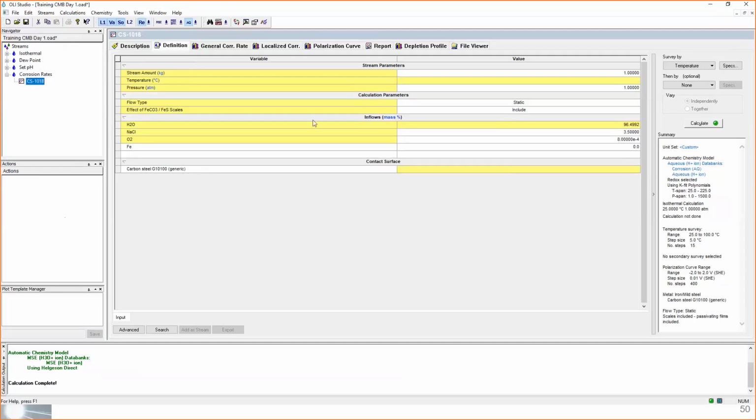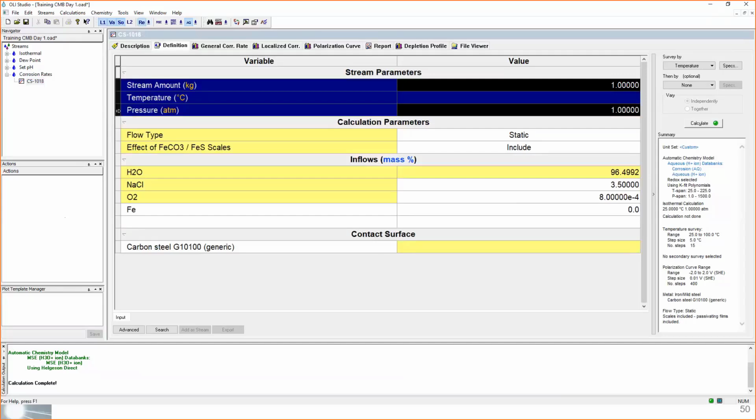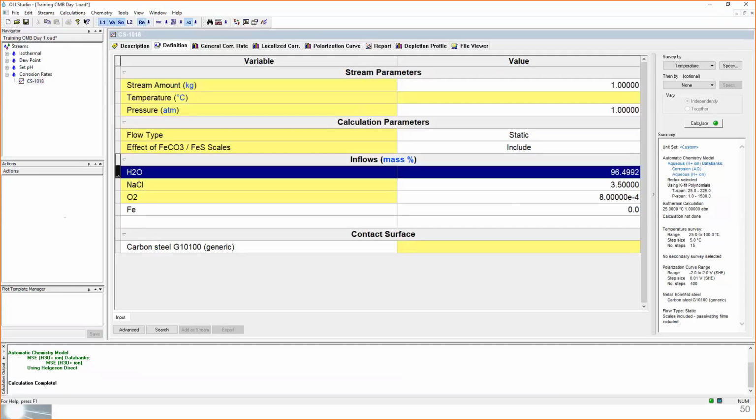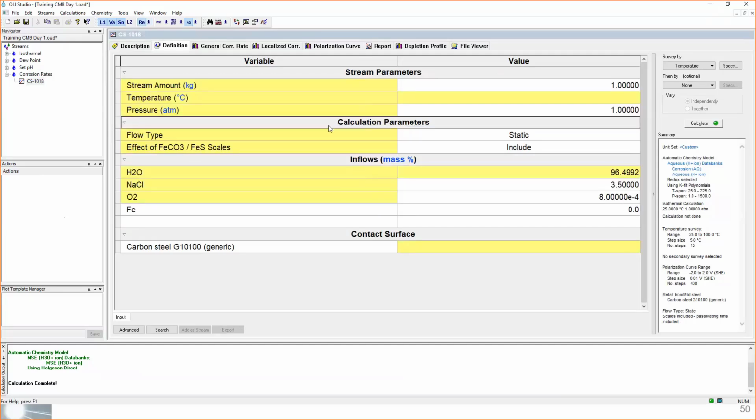The next thing I want you to notice is the middle of this screen. Again, I'm going to increase it. This is familiar already. This is from the single point calculation, the stream parameters. This is familiar too, the inflows. But there are two new different sections. That is the calculation parameter that includes the flow type, and there is the effect of iron carbonate and iron sulfide scales on corrosion rates.